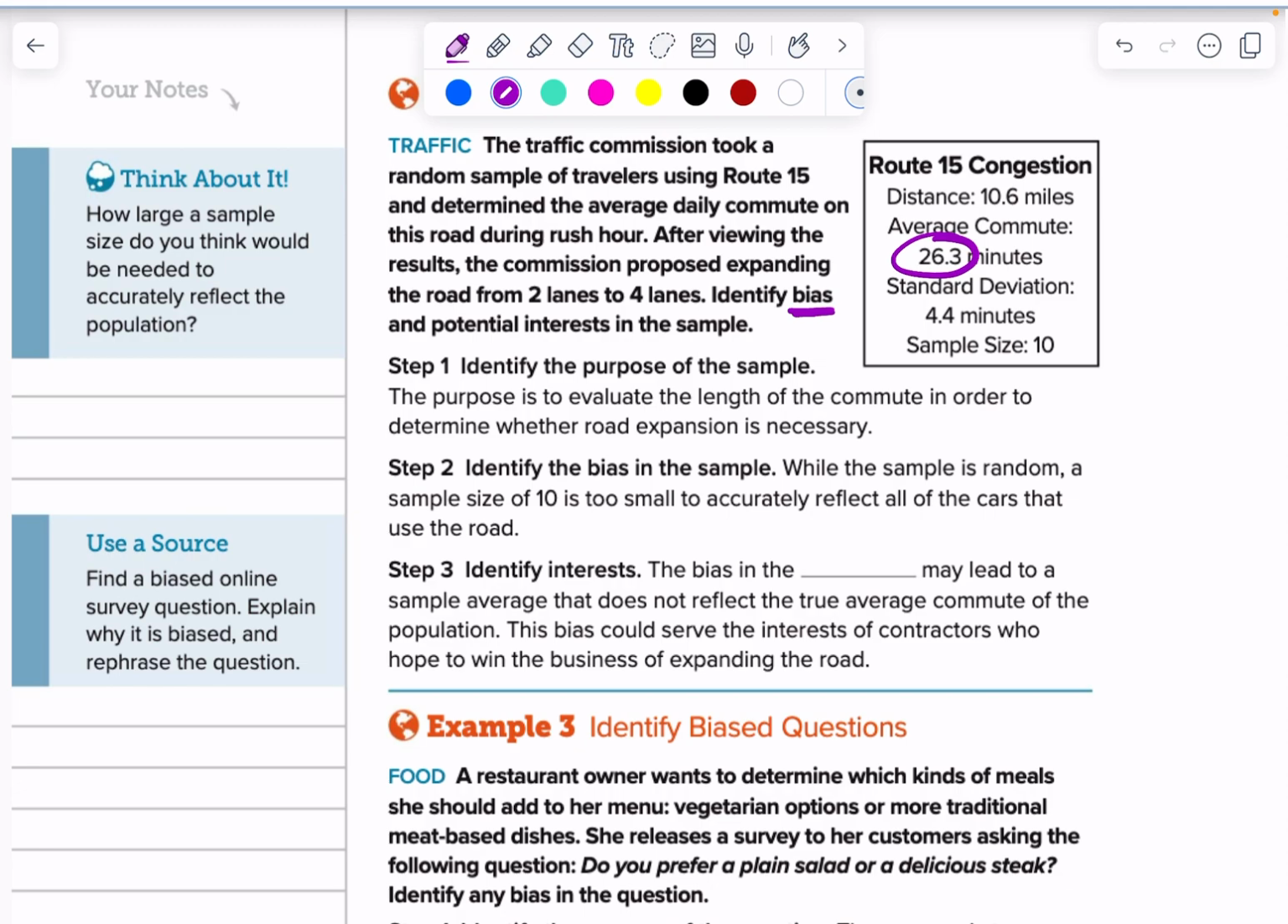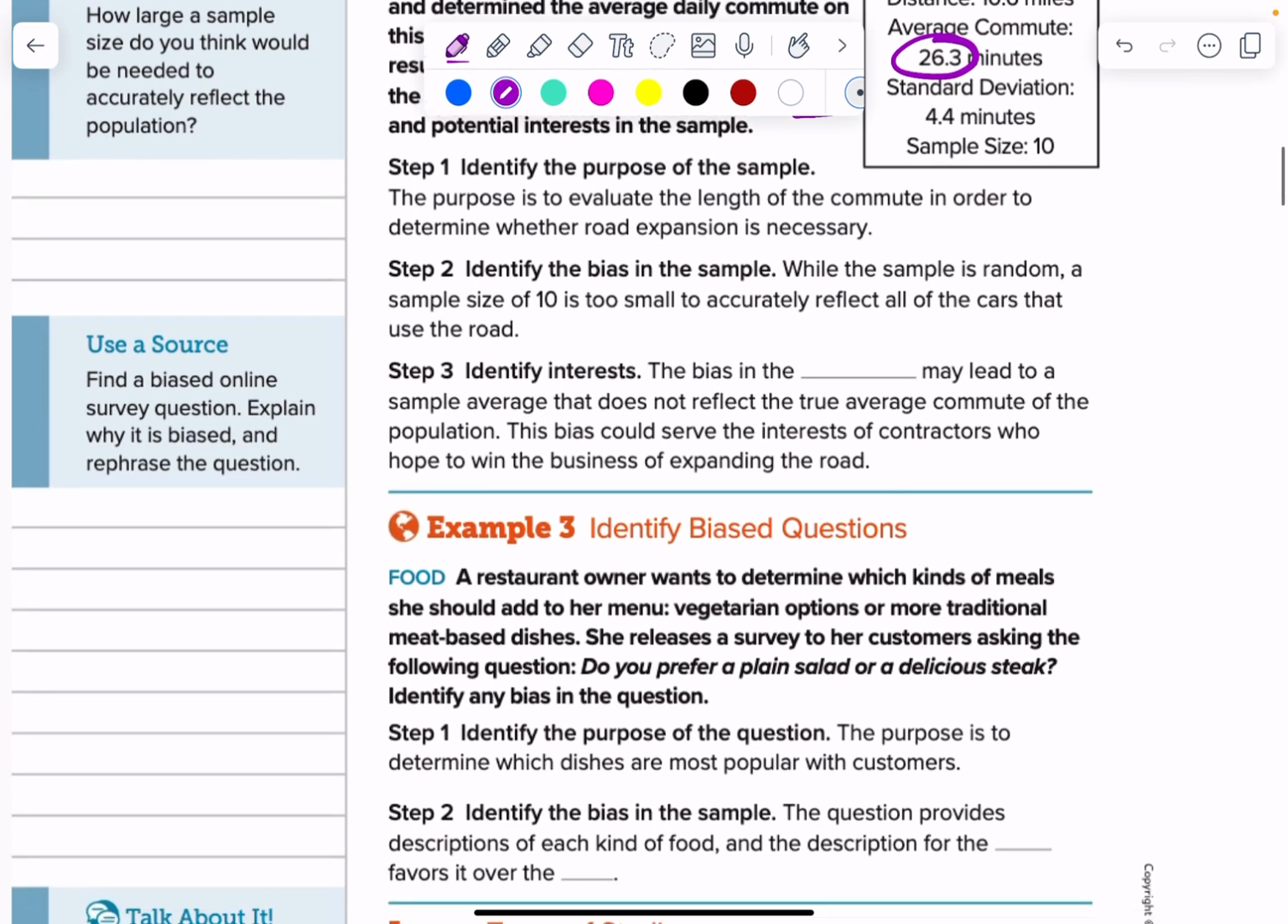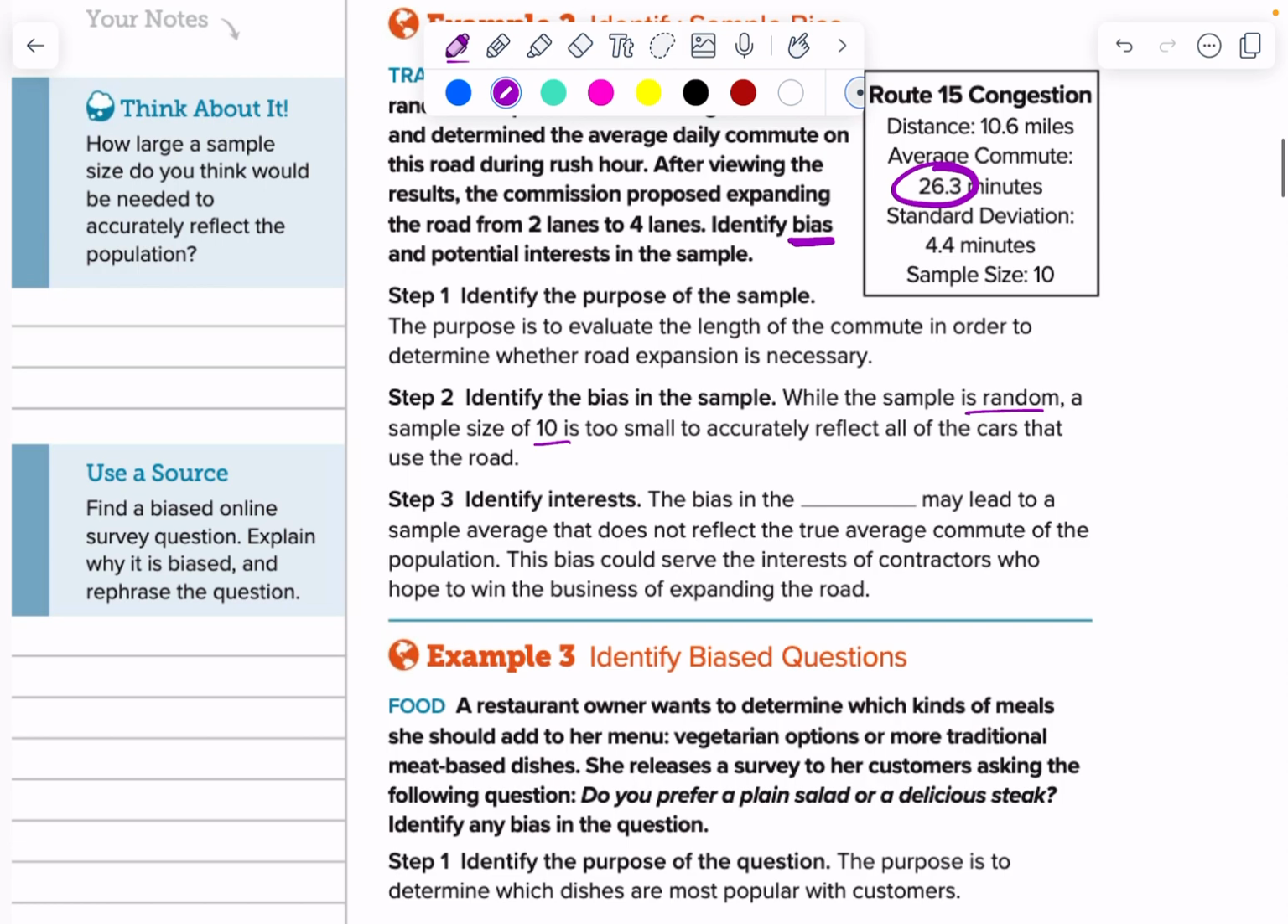Let's see. Identify the purpose of the sample. The purpose is to evaluate the length of the commute in order to determine whether the road expansion is necessary. While the sample is random, a sample size of 10 is too small. Okay, so that's another thing that we could take into consideration. We need to probably survey more than that. So that's another problem. There's a lot of different things that we could say are bias, right? Like there's a problem here and there's a problem here. There's not just one. A lot of times there's a bunch of flaws in the way that we survey things.